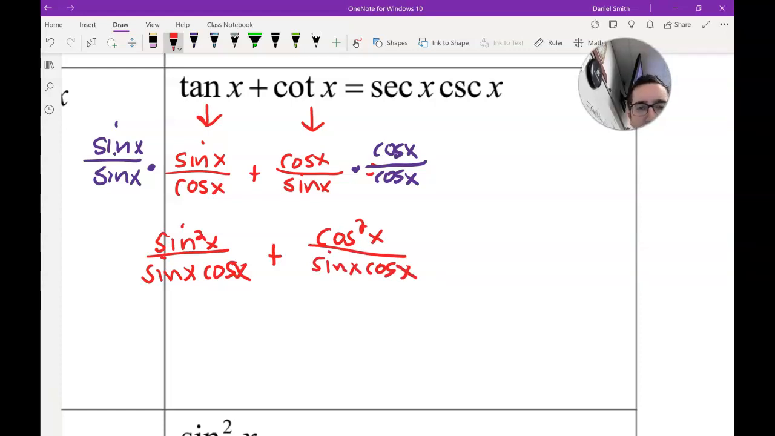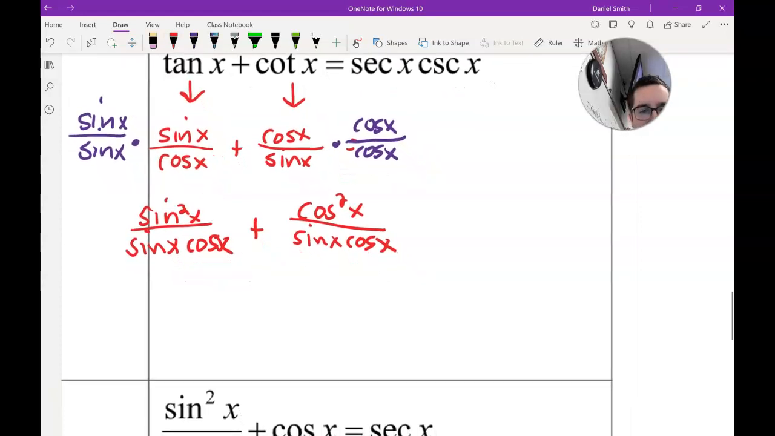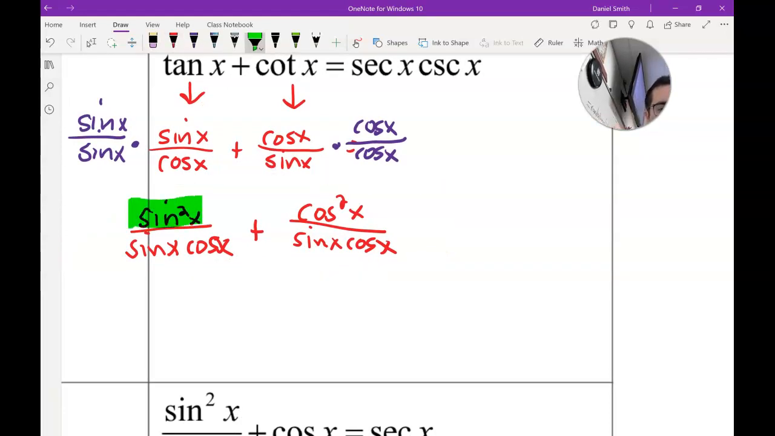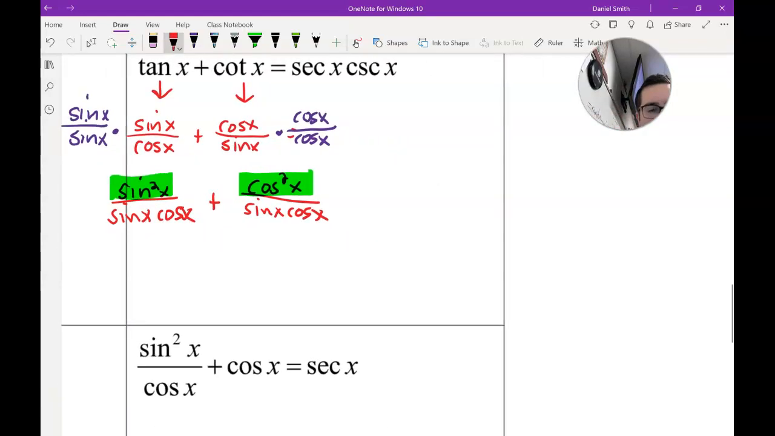Why did we do that, Smith? We're not even anywhere close to getting, actually we're 1.5 steps away. The reason we did least common denominator is so that we can add those together. And guess what? What is sine squared plus cosine squared? Dun, dun, dun. That's gonna turn into just 1.